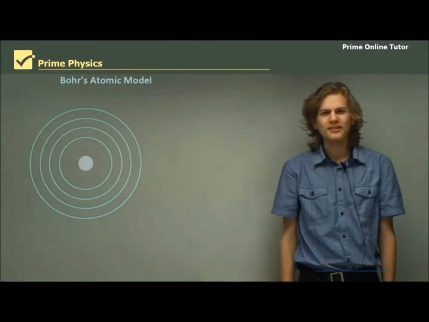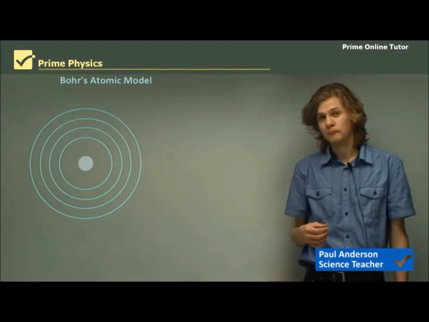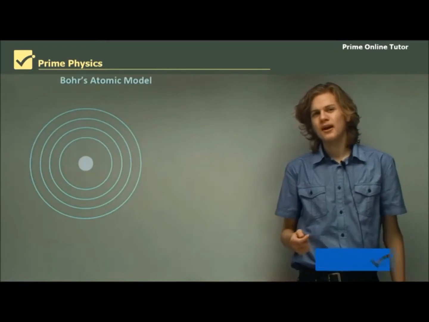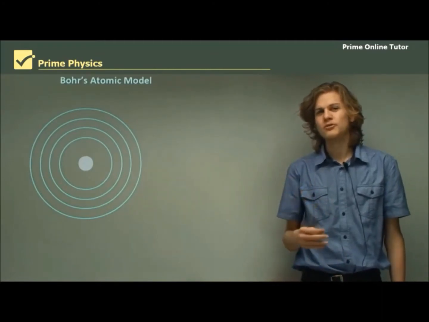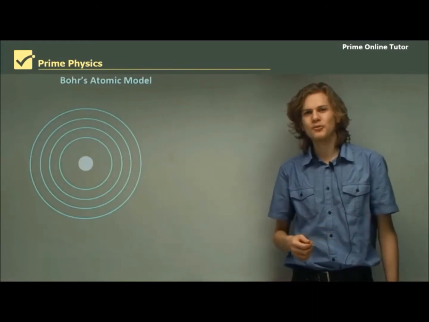Hello everyone. Today we'll be looking in a little more detail at Bohr's atomic model, which he used to describe the structure of the hydrogen atom. Unfortunately, he couldn't really extend it to bigger atoms, but it was still pretty good. It was the first model to ever use quantum physics. So, without further ado, let's get started.